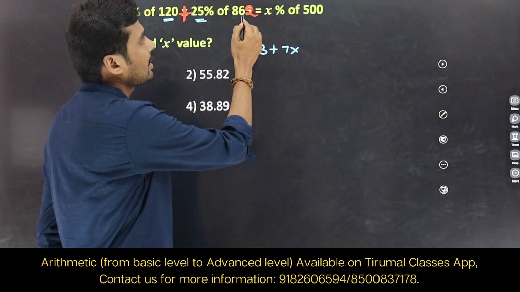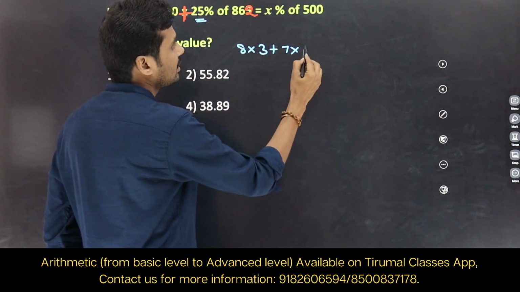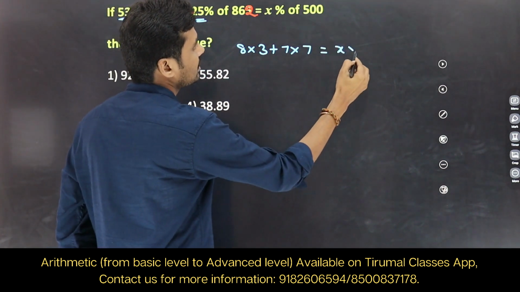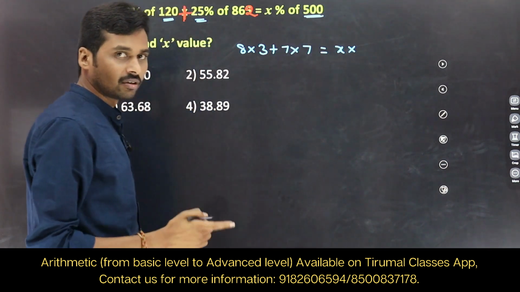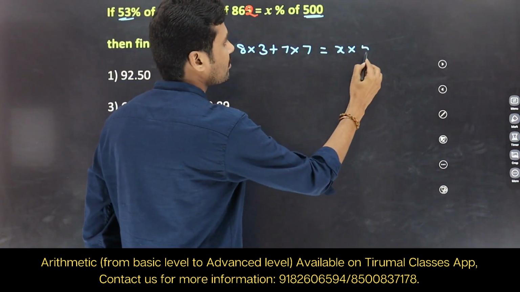So 8 plus 2 is 10, 10 plus 6 is what? 16. 16 means that what is the digital sum value? 7 is equal to x percentage means that x into 500. What is the digital sum value? So the digital sum value is 5.